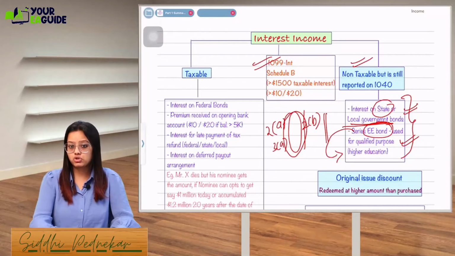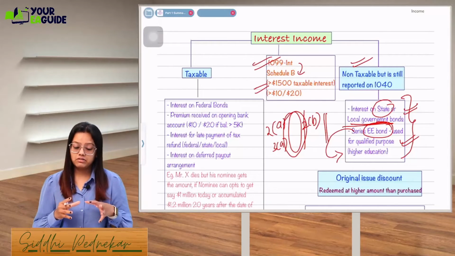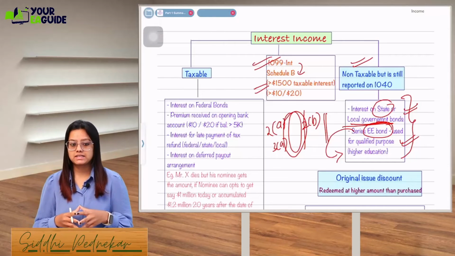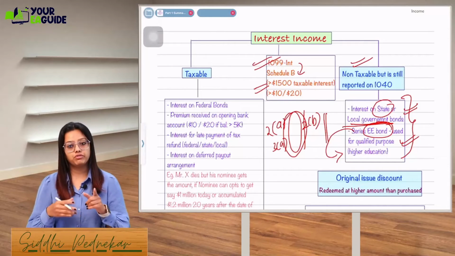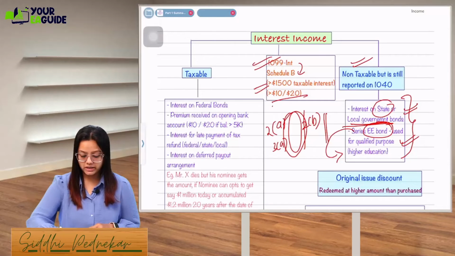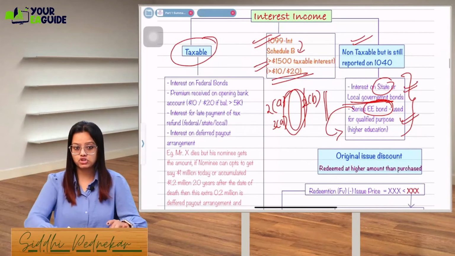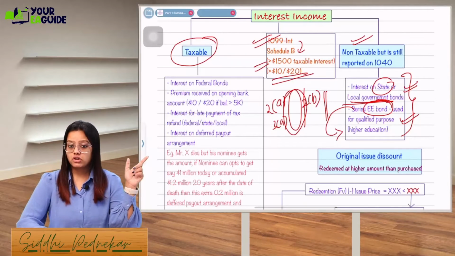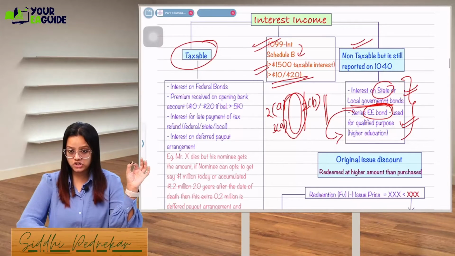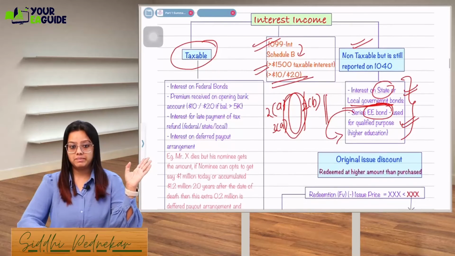Interest income will be shown on a Form 1099-INT, and in the tax return it will be shown on Schedule B. Okay, so what is the limit, like when will it be taxable? If you receive interest income of more than $1,500, it will be taxable, and in some cases it will be more than $10 and more than $20. We'll see that over here. The taxability is mentioned on the left side. Interest on federal bonds, as I mentioned, if it's a state and local government, then it will be exempt, but on a federal bond it will be taxable.